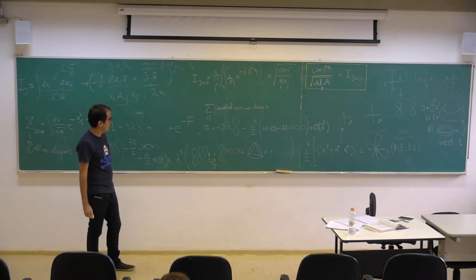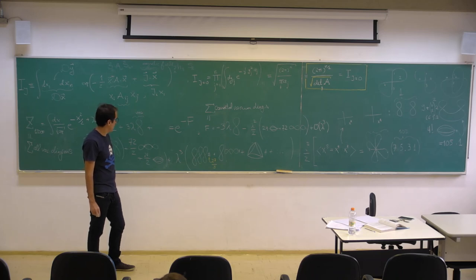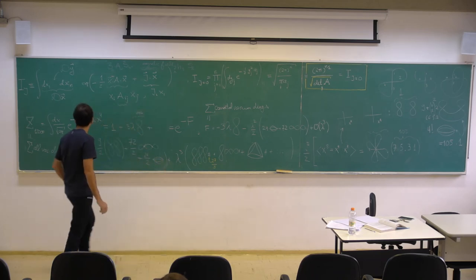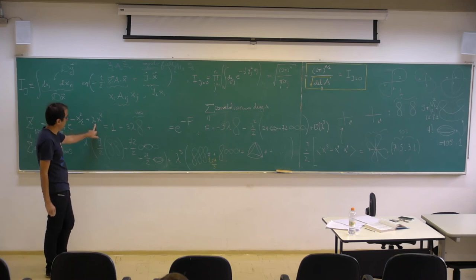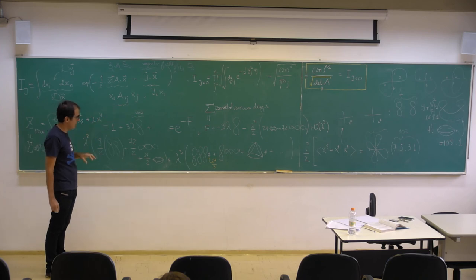Oops. I need an extra 2. One second. So this lambda cube comes from expanding these 3 times. So there is lambda cube over 3 factorial. And then each of those bubbles gives a factor of 3 because of what we said before. So 3 cubed is 27.